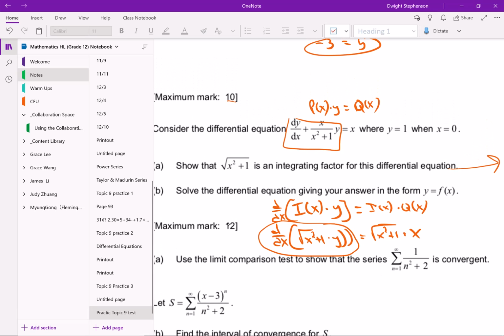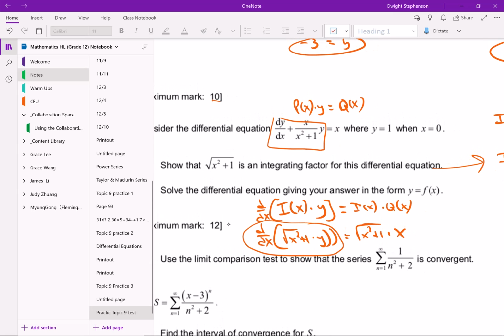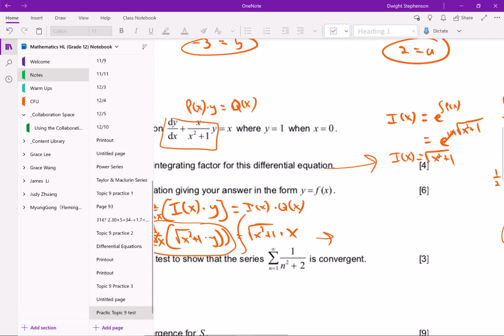The derivative of the first one times the second one, and then the second one times the derivative of the first one, and it would simplify out to be something like that. So we have this, and we're trying to integrate. So we're going to integrate both sides of this. Your integral will cancel your derivative, and you'll be left with just the left-hand side as it is, square root of x squared plus 1 times y equals the integral of the square root of x squared plus 1 times x.